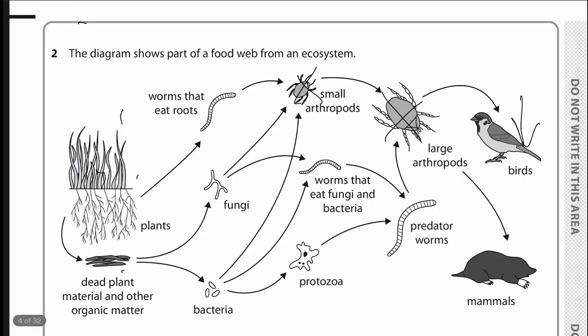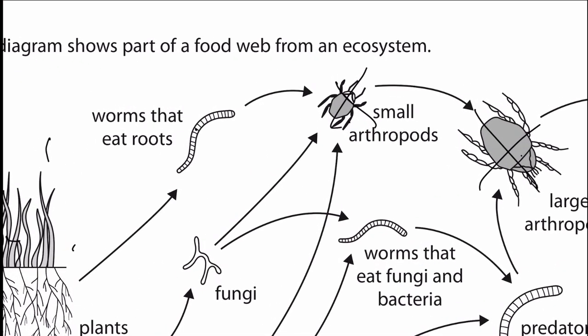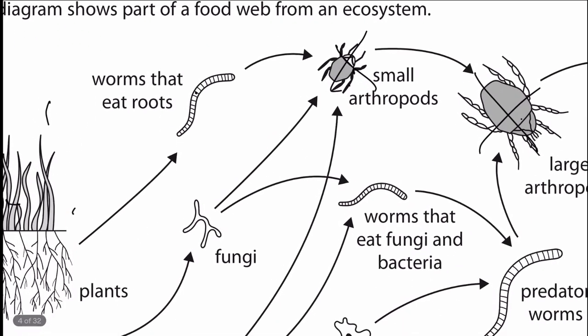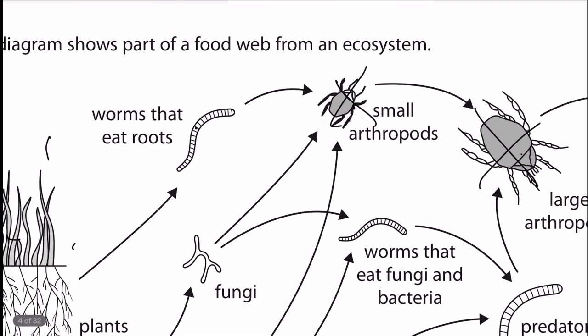But in converse, we can see the worms here. The worms are being consumed by the small arthropods. So if we have fewer small arthropods, what does that mean? Fewer worms are being consumed. And that means the worm population is going to rise because fewer of them are dying.